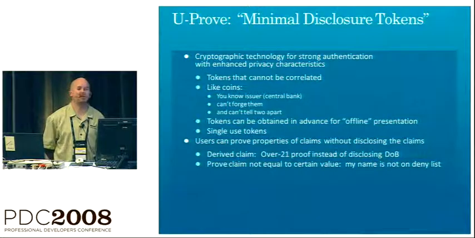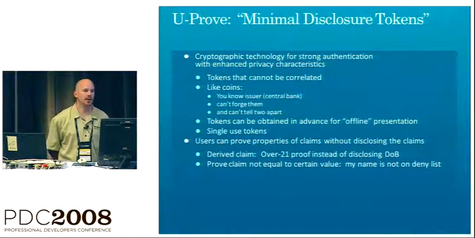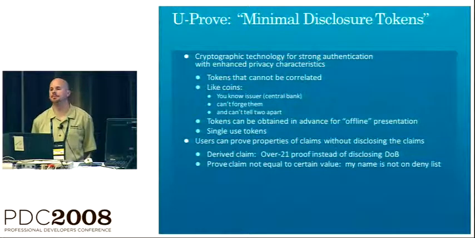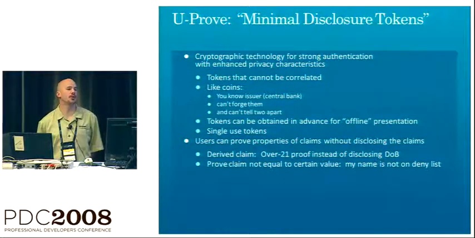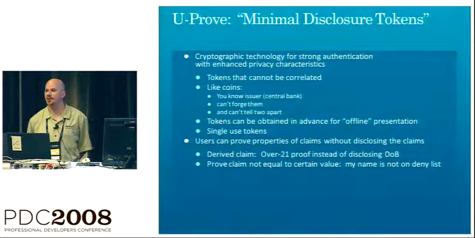uProve cryptographic technology is interesting in cases where privacy is of the utmost. So in conventional cryptography, when an issuer issues a token that says, I'm over 21, or issues a birth date claim or something like that, the issuer can record that it issued this token. It can even record the actual token itself.